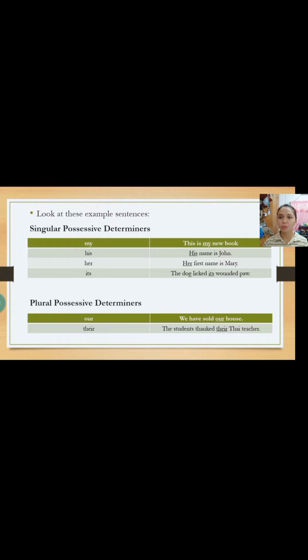And now let's proceed to the plural possessive determiners. The first example is our. We have sold our house. The word house is a noun, so we can say that the possessive pronoun determiner is the word our. The second sentence is, the students thank their Thai teacher. In this sentence, their is the possessive pronoun determiner because it refers to the noun teacher, not the word Thai, because Thai also refers to the noun teacher.